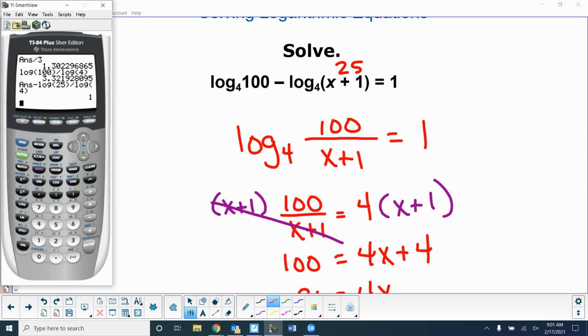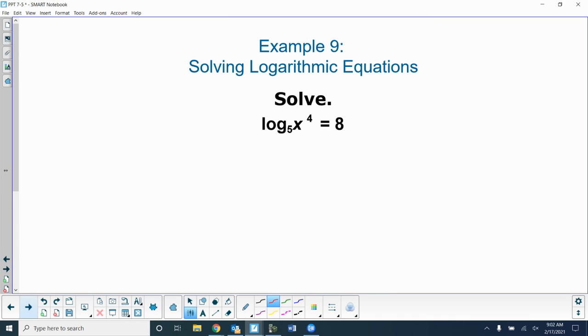All right, try another one. So it was subtraction. What did I change it to make it a single log? Division. What if that was addition? What would I have done? I would have multiplied, right? All right. Try that one.